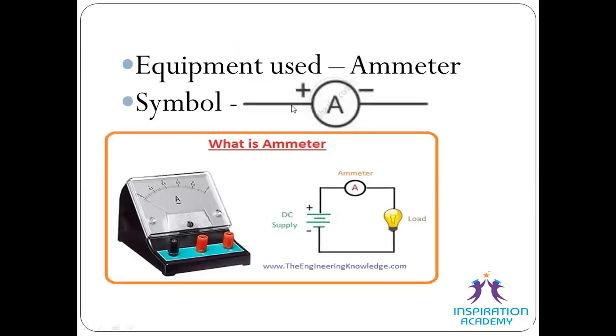Equipment used to measure the electric current is an ammeter. This is the symbol for an ammeter. Here, for your extra knowledge, you can see a circuit diagram and this is the external view of an ammeter.